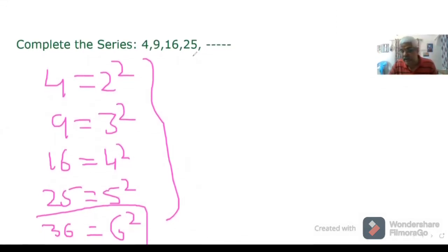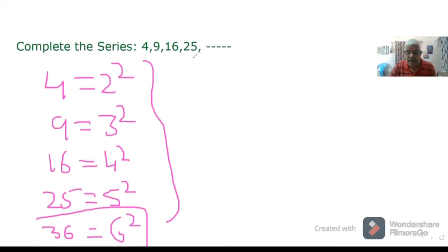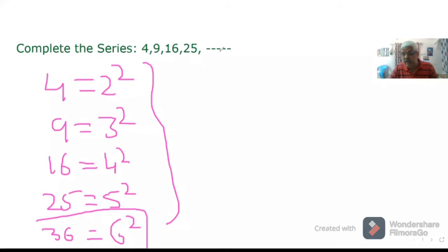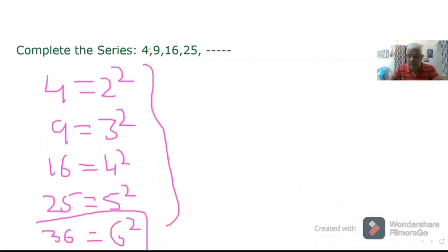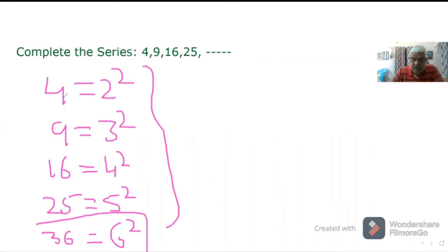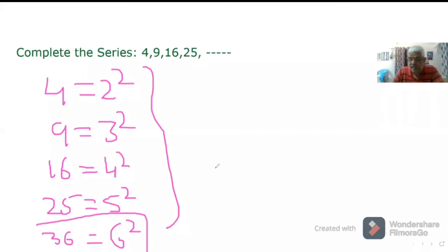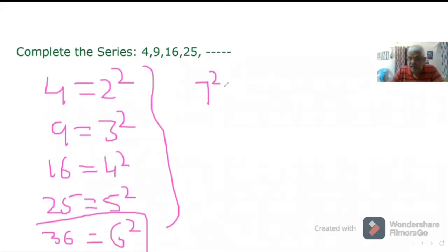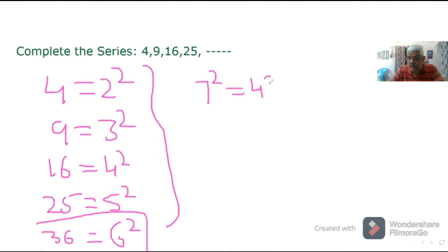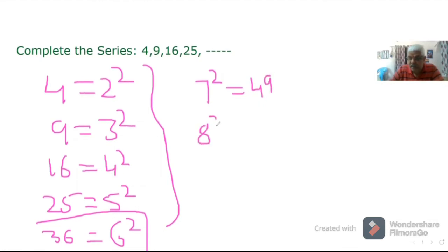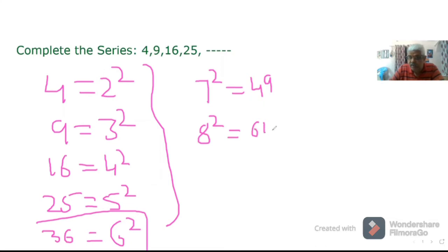Concentration and patience are the keywords for competitive examinations. And speed with accuracy. Remember, speed with accuracy is the secret. Now, dears, observe. The first number 4 is considered as 2 square, 9 is 3 square, 16 is 4 square, 25 is 5 square. So the next number will be 6 square, that is 36. Next one is 7 square, which will be 49. Next is 8 square, which will be 64.